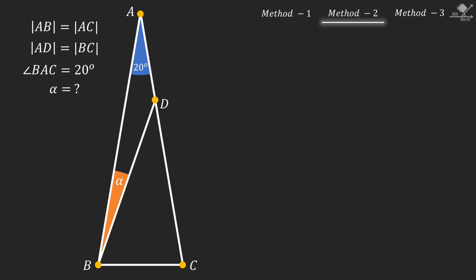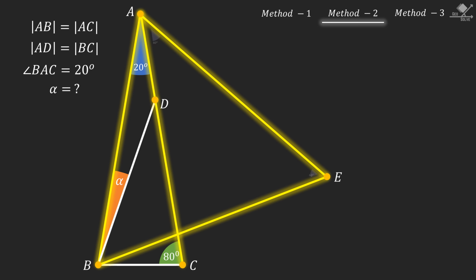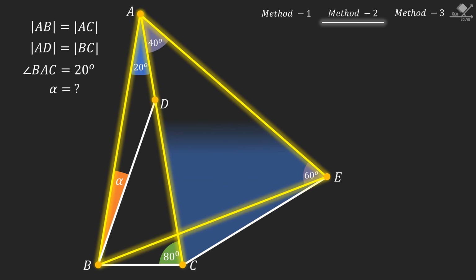We know that triangle ABC is isosceles with these yellow equal sides. And we know that base angles are 80 degrees. Now let's create this equilateral triangle with a side length of these equal sides. Also connect point C and point E. Now focus on the shaded triangle ACE. We notice that this is an isosceles triangle and should have equal base angles. Since we know the apex angle as 40 degrees, we can calculate the base angles as 70 degrees each. So this small angle should be 10 degrees.